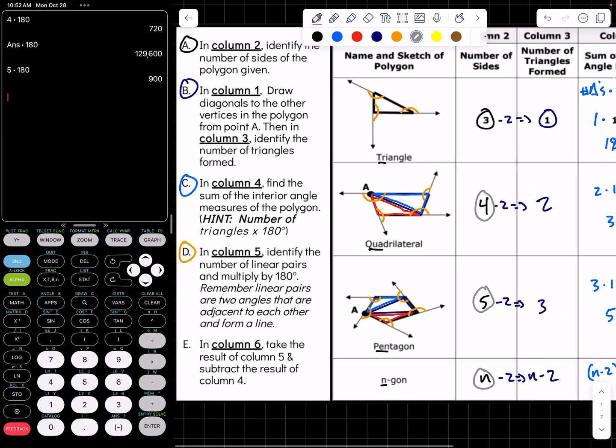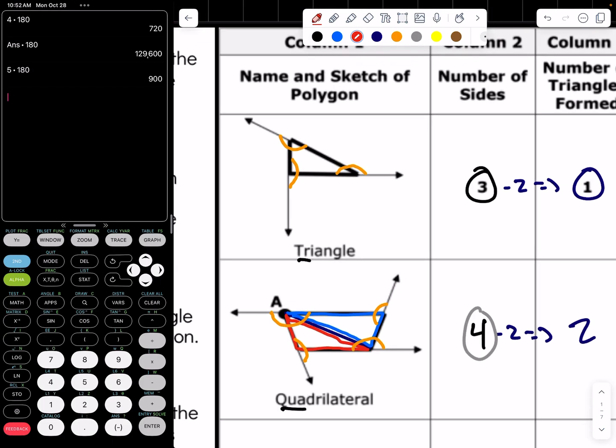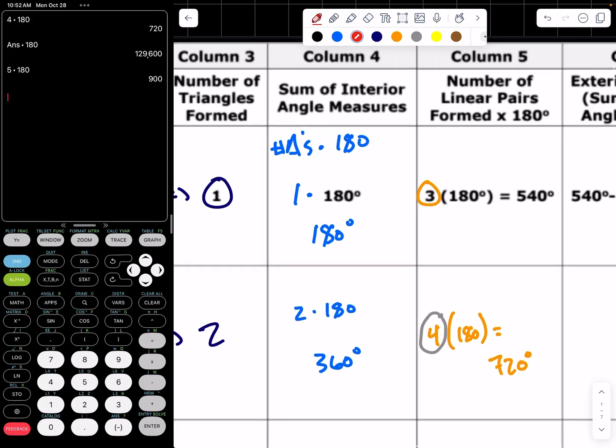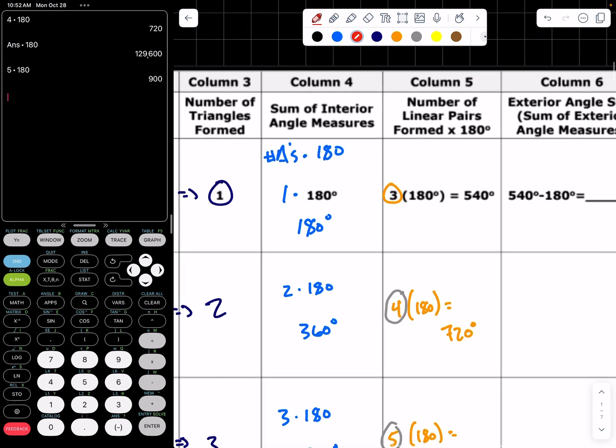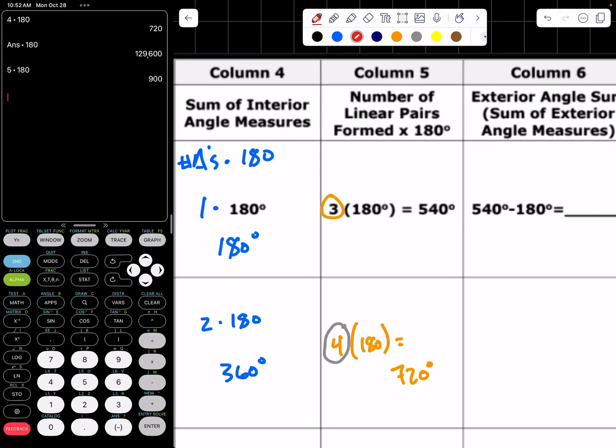For our exterior measure, let's look at column 6 for a second. Column 6 says take the result from column 5 and subtract the result from column 4. And that's going to give us the exterior sum, because we know linear pairs are going to add up to equal 180. So if we know what the interior angle measures are, then we can figure out what the exterior angles are. So column 5 tells us how many total degrees are created because of our linear pairs, and we can subtract the interior angle measures to figure out our sum of exterior angles.